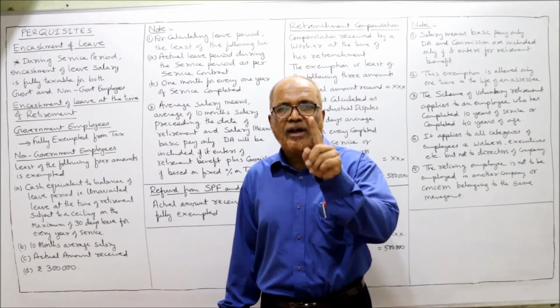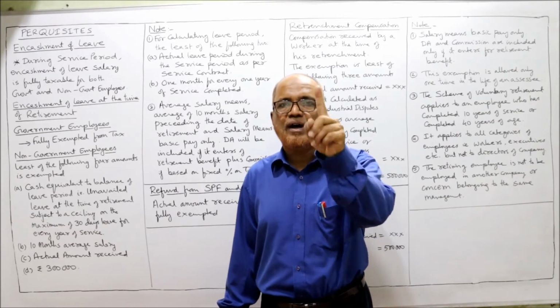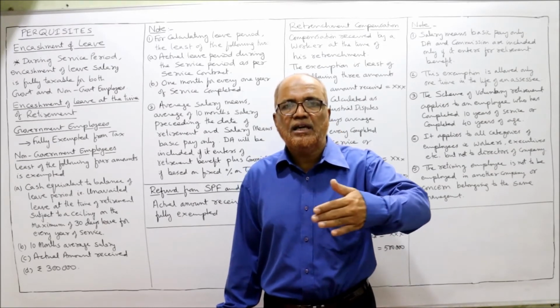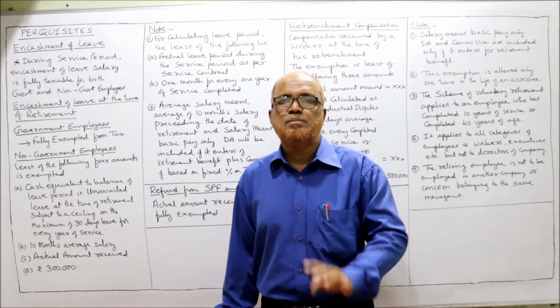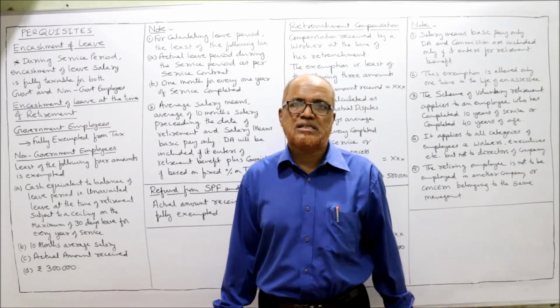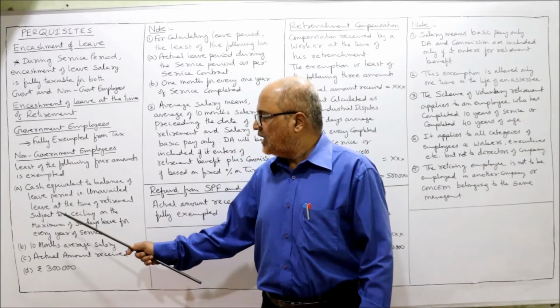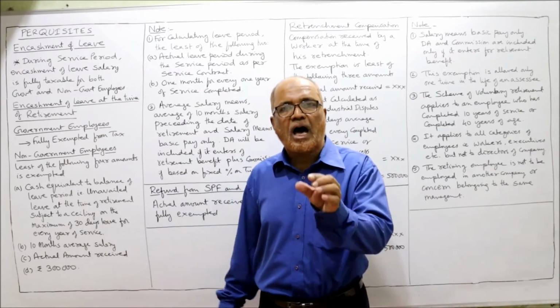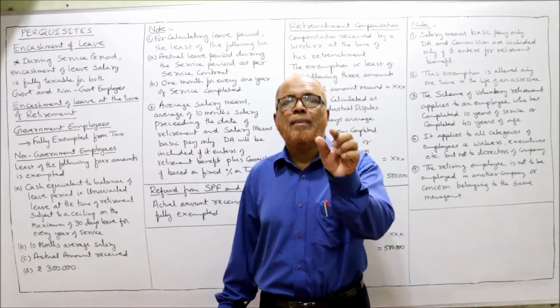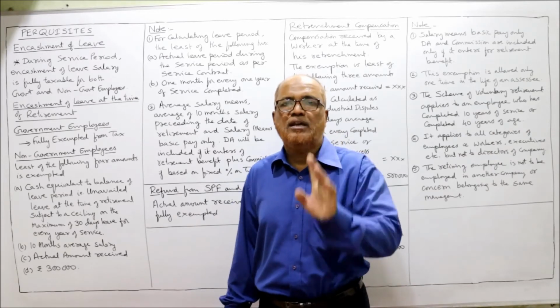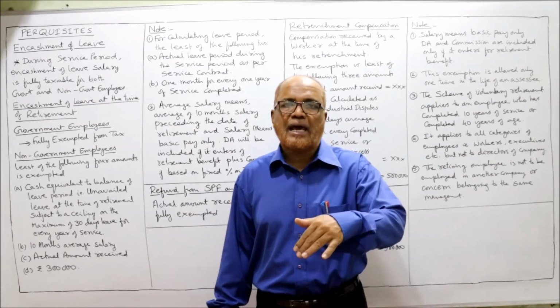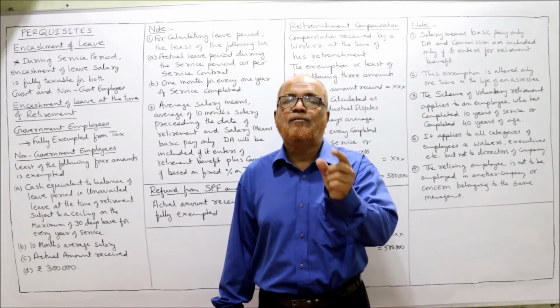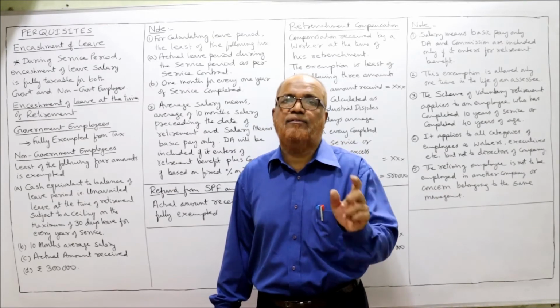For every 1 year of service, 1 month is the period. 30 years he has served, 30 months period. So whichever is least, either cash equivalent to the unavailed leave period or a maximum of 30 days for every 1 year of service completed. Now we have to calculate the cash equivalent for this unavailed leave.